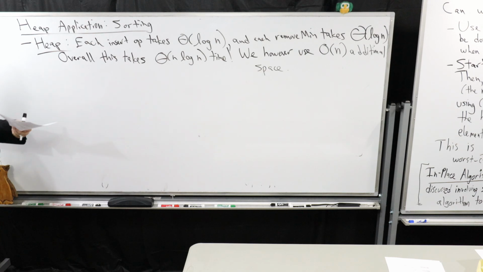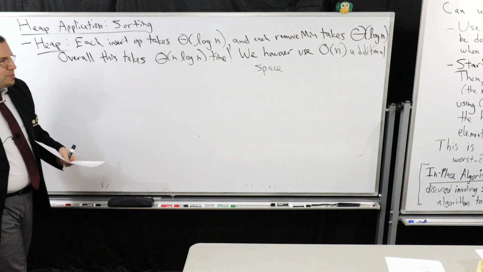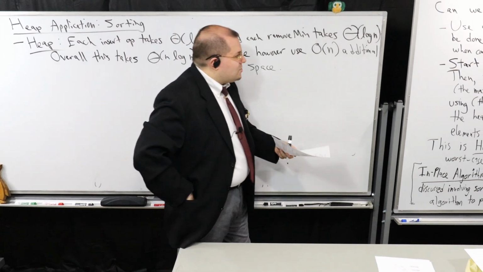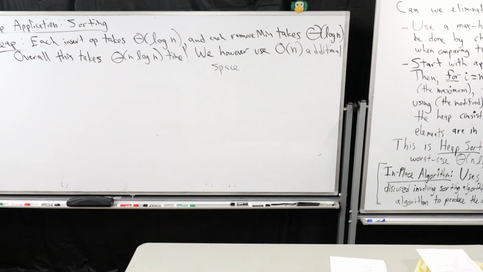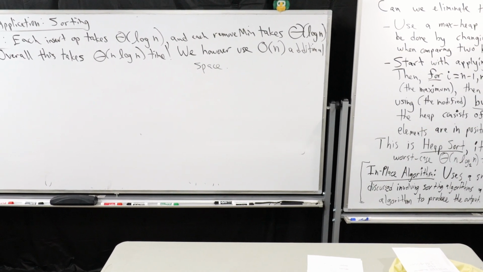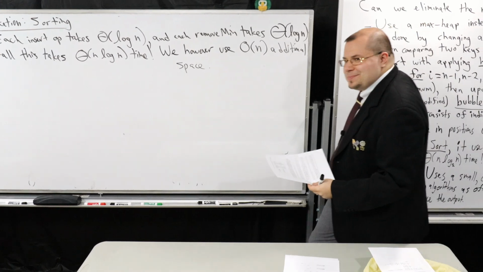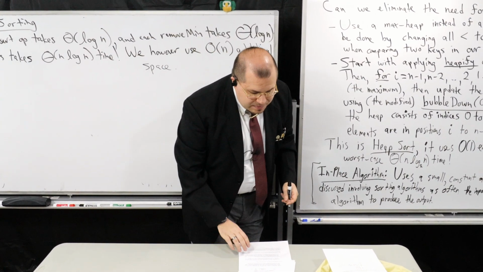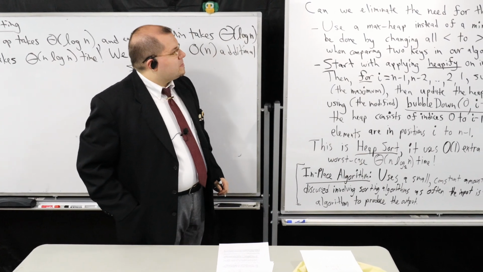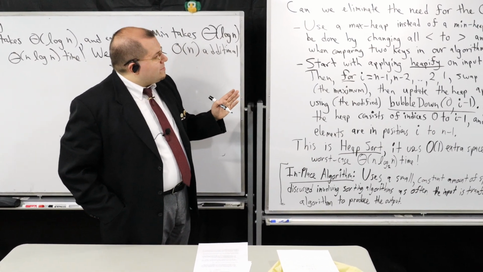So I've shown you how you can easily do this sorting process using a binary heap. That brings me to an interesting question I have, which is how we eliminate the linear extra space. So how do we remove this space?